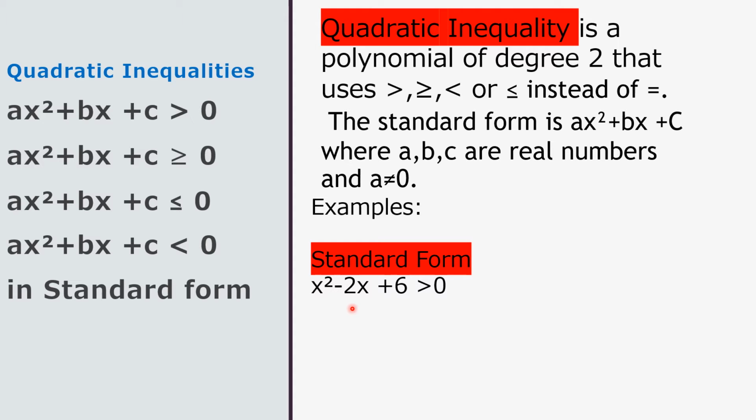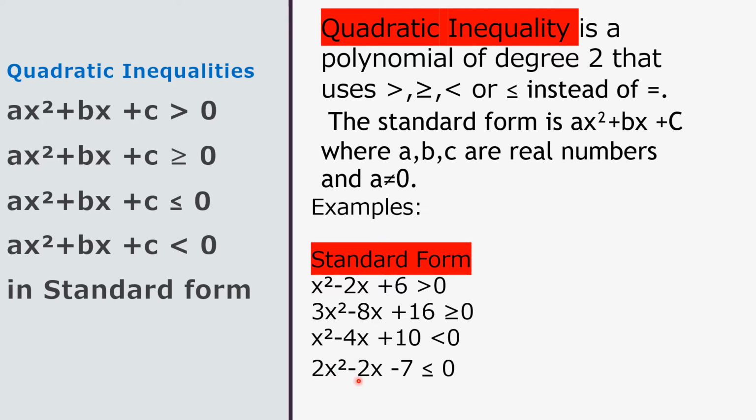Okay, so x squared minus 2x plus 6 is greater than 0. The value of a here is 1, the value of b here is negative 2, and the value of c is 6. Now, I have here 3x squared minus 8x plus 16 is greater than or equal to 0. x squared minus 4x plus 10 is less than 0. And 2x squared minus 2x minus 7 is less than or equal to 0.